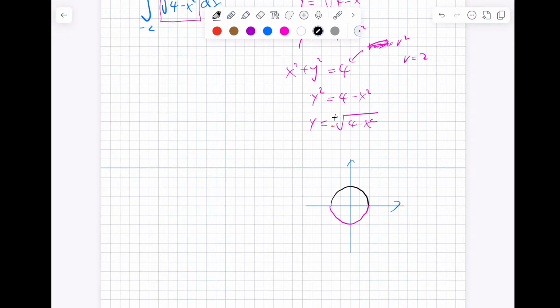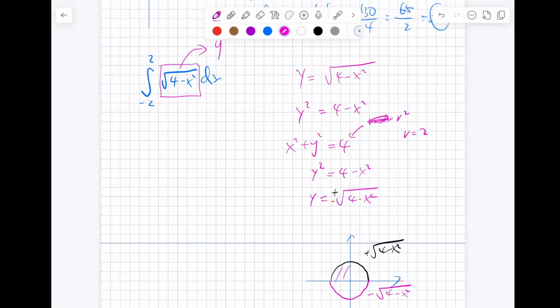So this one is a plus square root of 4 minus x squared. This one is a negative square root of 4 minus x squared. Now you say, oh, well, that's just a semicircle with a radius of what? Radius 2, but semicircle area is 1/2 pi r squared. Why is it 1/2? Because it's half a circle. Pi r squared is something you know, right? And it's equal to 1/2 pi times 2 squared, which is equal to 2 pi.